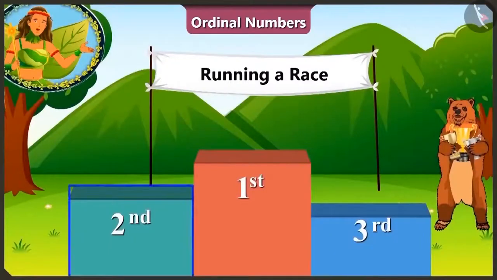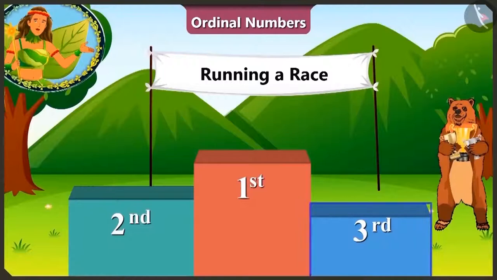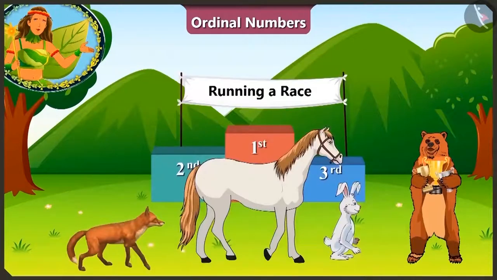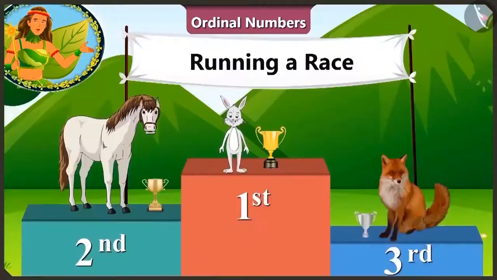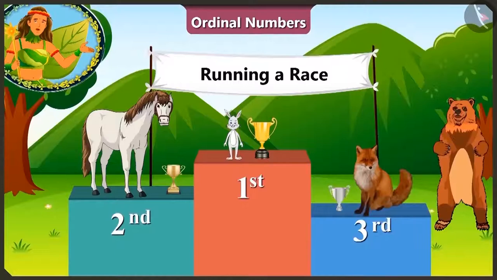Now the first, second and third place winners will be awarded a trophy. And look, Bhalu uncle is giving trophies to these three winners. Did you see that? The rabbit is so happy, as he has got the biggest trophy. Horse and fox are also very happy on getting the trophy. We really enjoyed this race today.